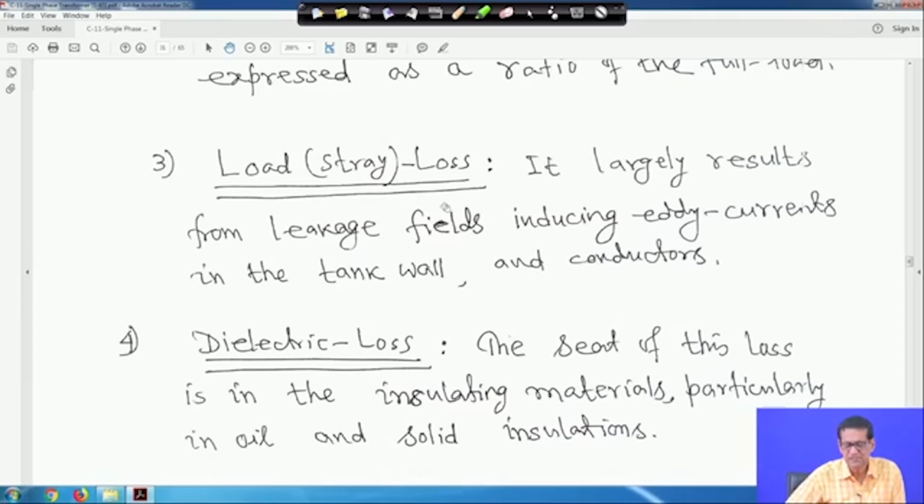Sometimes we express it as the square of the ratio of the full load; later we will see that. Now, there are other types of losses which we will not consider in our study, but for general knowledge, sometimes we call it load or stray loss. It largely results from leakage fields inducing eddy currents in the tank wall and the conductors.